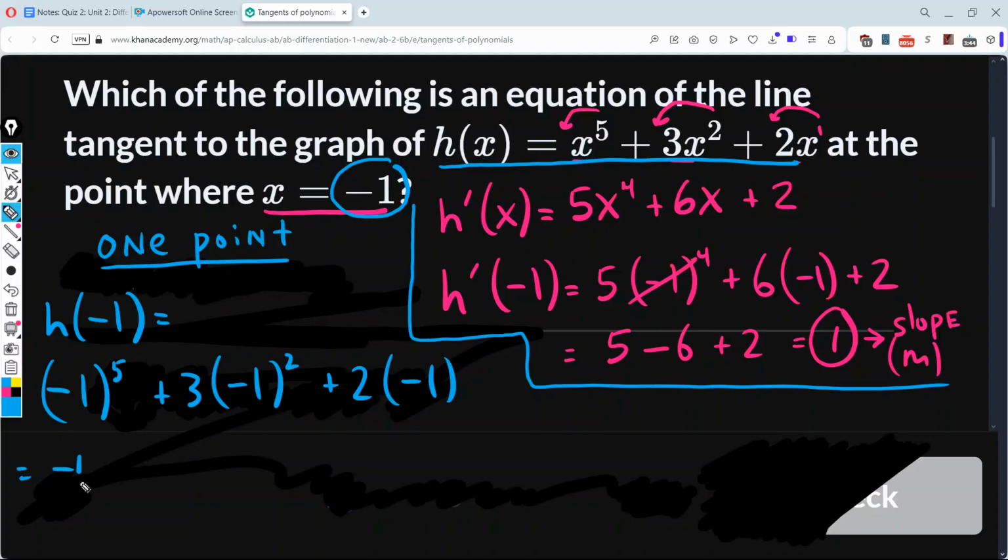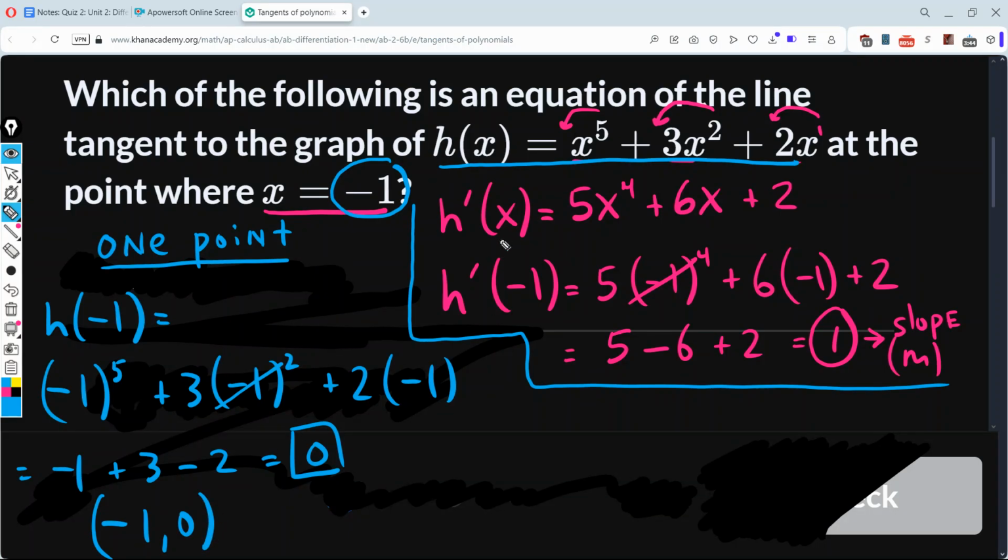-1 to the 5th is -1. -1 squared is just +1, so that cancels. You're left with 3. 2 times -1 is -2. Negative 1 minus 2 is negative 3 plus 3, that's 0. Okay, so the x coordinate of the point is negative 1, and the y coordinate is 0.